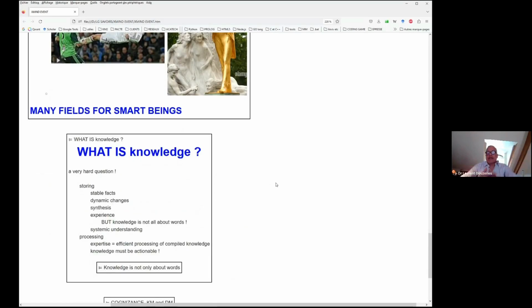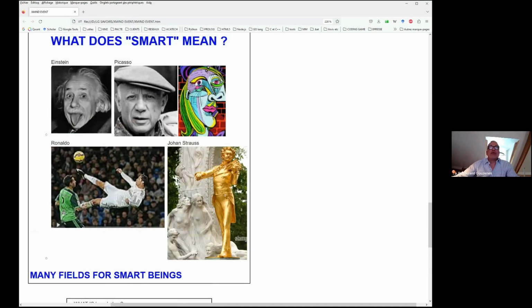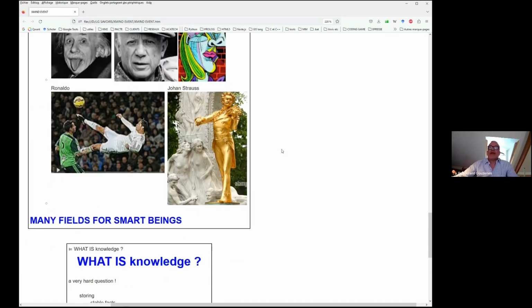What is knowledge? This is maybe one of the hardest questions, because we try to know what it is, and each time we grasp the idea of knowledge, it slips from our hands. Well, if you take the previous examples, what is knowledge when you kick a ball? What is knowledge when you paint? How do you define that?